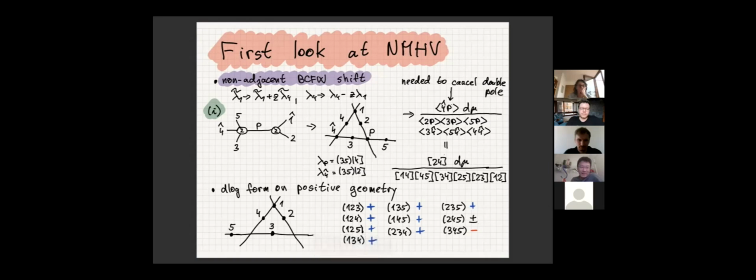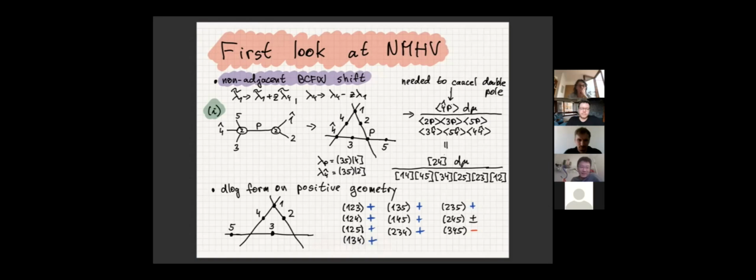So that's the geometry. Of course, you can draw it in a different way. You can draw 5 here, and that would just correspond to 5 going to -5, but that doesn't really change the geometry. So we just choose it here such that as many things as possible are positive. But again, it's equivalent geometry. So this is the positive geometry which we get from this first BCFW, non-adjacent BCFW term.